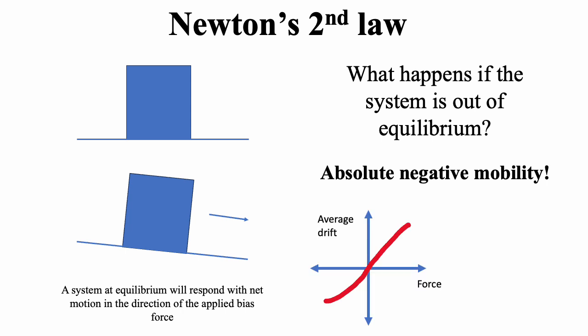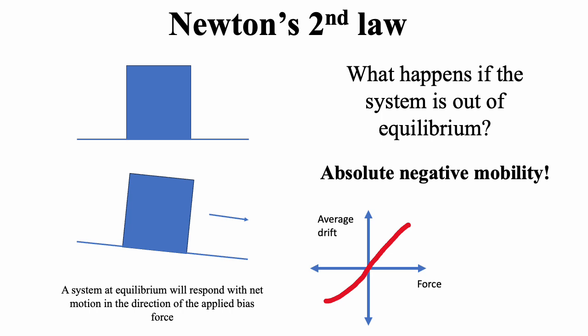So in a regular equilibrium system, what you are seeing here is that on the x-axis is the applied bias force, and the y-axis is the response of the system, right? As we saw in those examples, if you have some applied force, then you will have a response of the system in the direction of the applied force, and you will get a positive slope on the curve when you plot the response against the applied force.